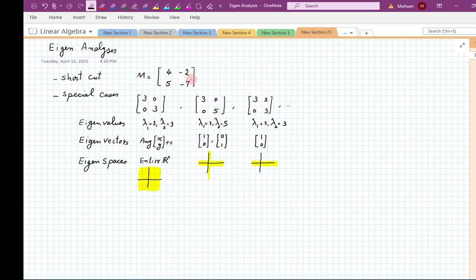I'm going to take a look at this example, this matrix, and find its eigenvalues, eigenvectors, and eigenspaces, but we are going to do this in a quick set of steps, unlike last time when we were reinventing the wheel. Actually we did invent the wheel, and this time we are going to do it quickly. So step 1. We are going to take a matrix M: 4, minus 2, 5, minus 7.